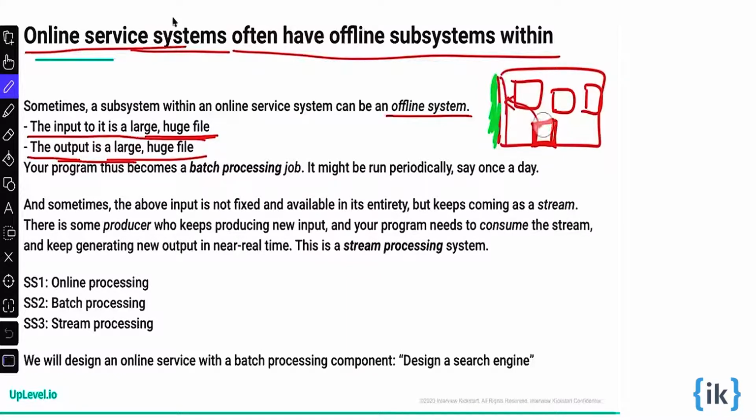So basically this red box that I'm talking about, this component, might not be online. It's run periodically as an offline system, and we call this a batch processing job. So it might run periodically, say once a day. To give an example, when you look at a search engine like Google, when the query comes in from the user, you have to return the response back quickly. So it's clearly an online service.